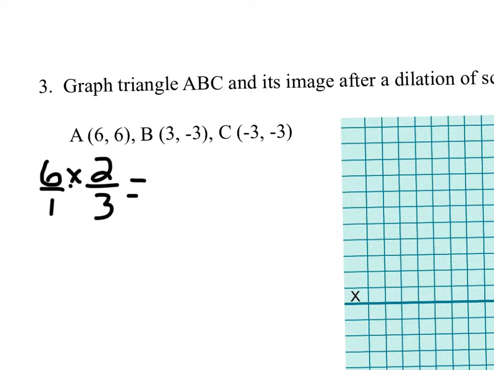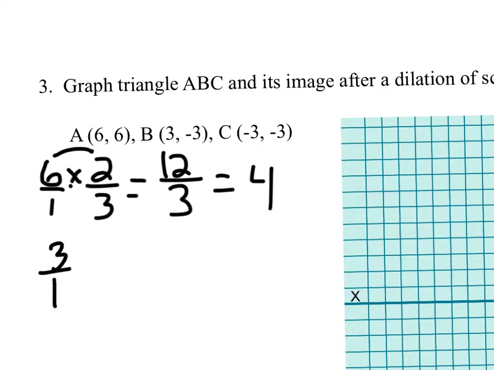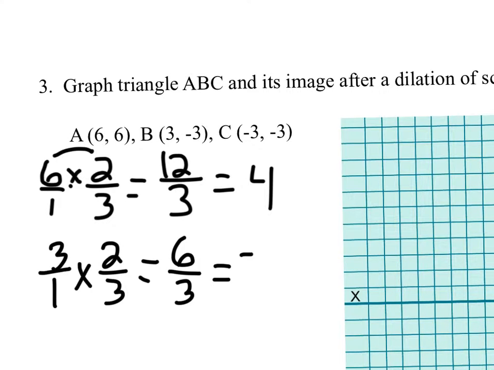So really, this is 2 times 6 is 12, and then divided by 3, and when I reduce that, it is 4. So what's going to happen is my 6's are going to change to 4's. I can do the same thing with 3. So 3, I'm going to change that into a fraction by just slapping a 1 underneath, and then multiplying it by 2/3. So I multiply my numerators, and that'll give me 6 over 3, which will be reduced to 2.